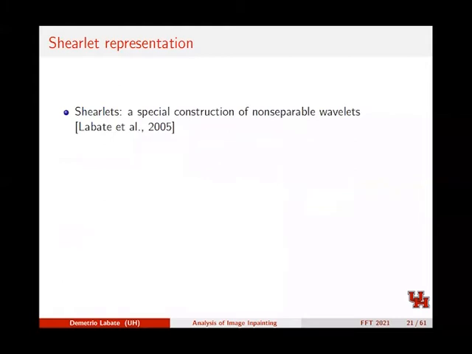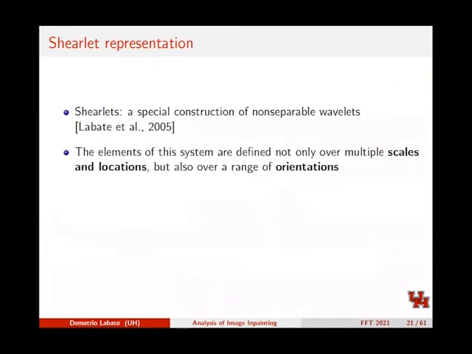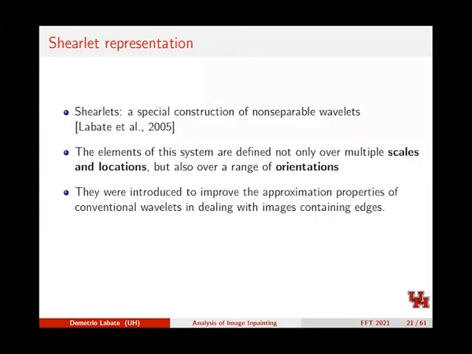Now, the other system I will consider are shearlets. This is a relatively old construction now. It is a type of non-separable wavelets. And why do we look at this system? Because in a way it can be seen as a refinement of the wavelets, in the sense that in addition to scale and location, now I'm introducing a new operation, which is orientation. And those are useful to endow wavelets with some type of directional sensitivity, so that I can define an analysis system that is more effective in describing images with edges.